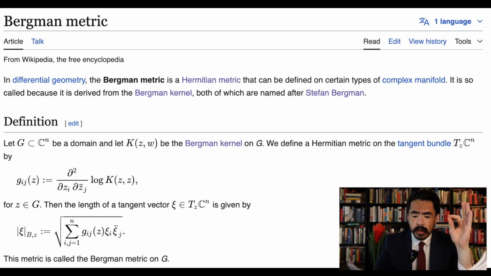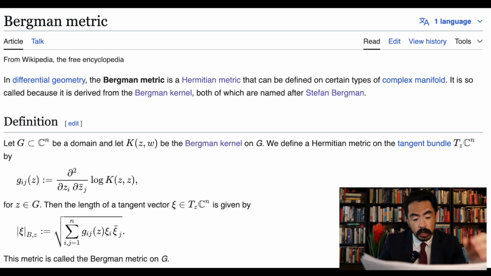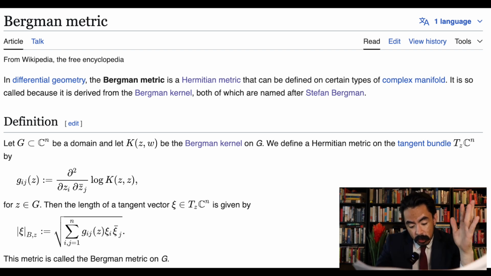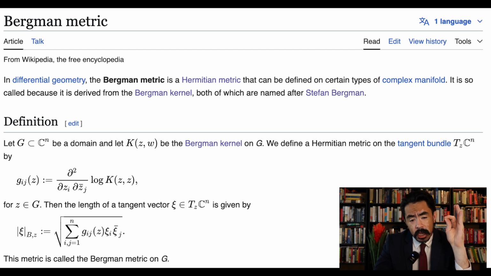Then, after defining this Hermitian metric, the length of a tangent vector xi in this tangent bundle is given by the magnitude of xi sub B and Z, which is denoted by the square root of the sum from the indices i and j equal to 1 to n of G sub ij of Z times xi sub i times xi sub j conjugate. This metric is called the Bergman metric on capital G. So hopefully that warms you up for what is to come here now.